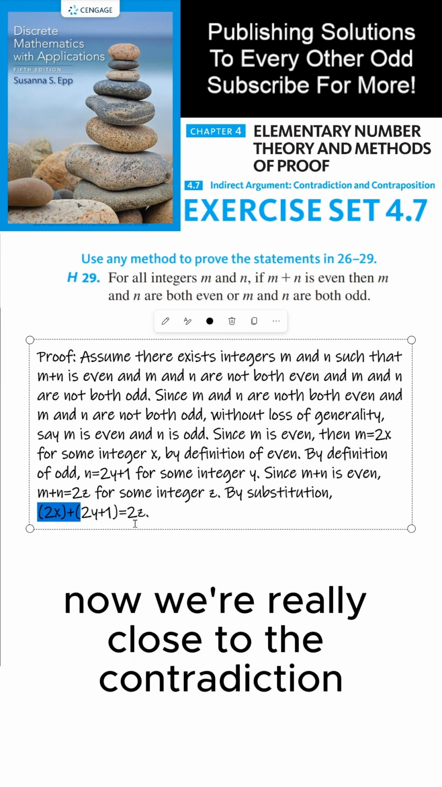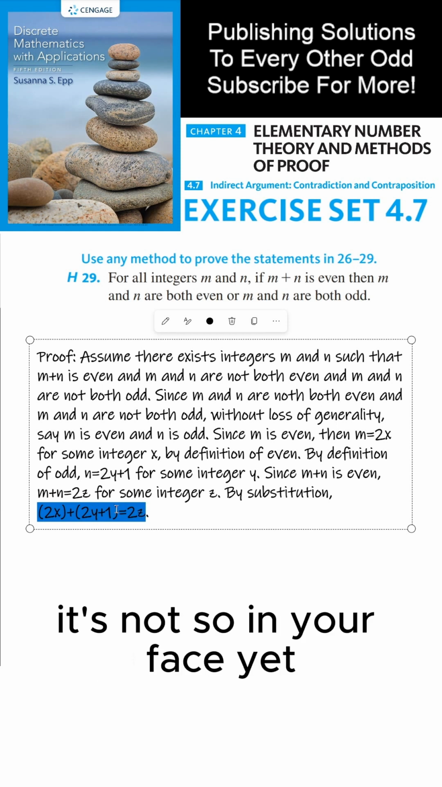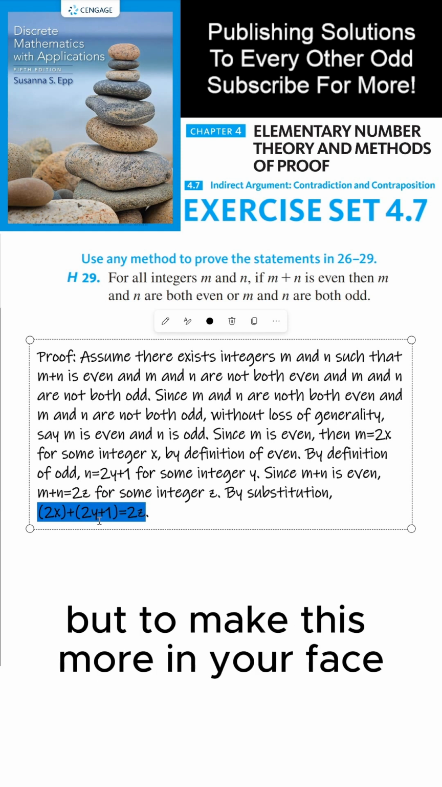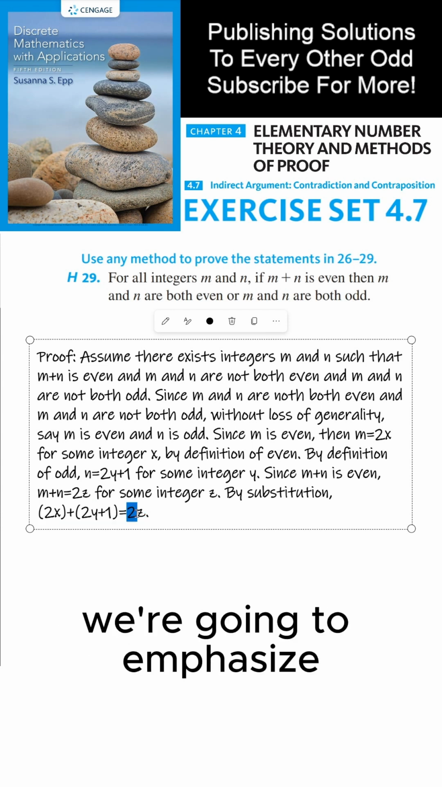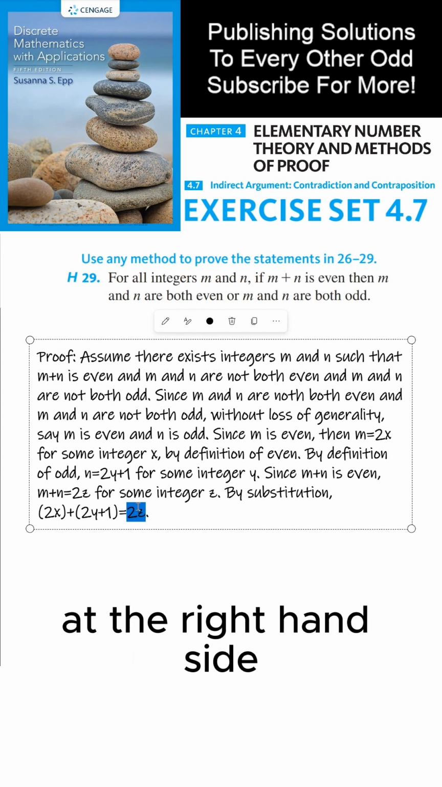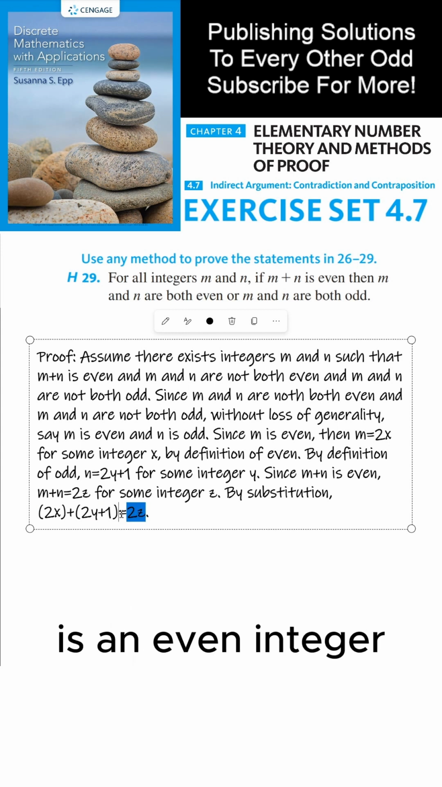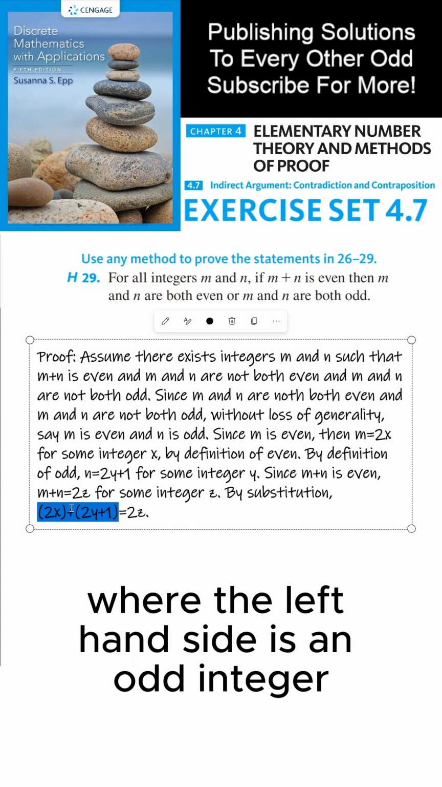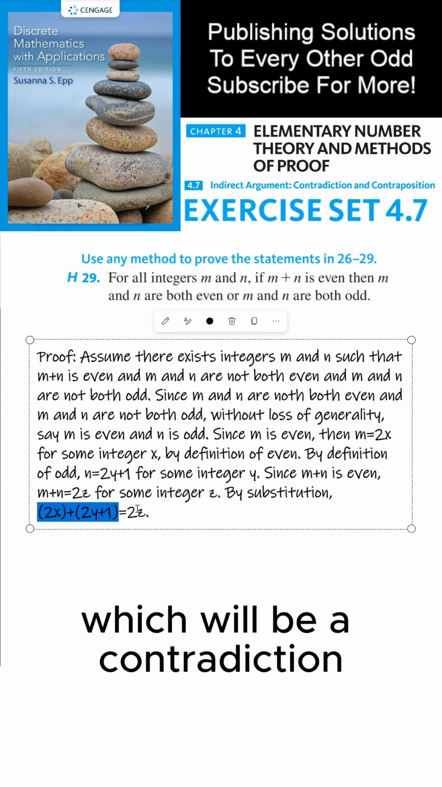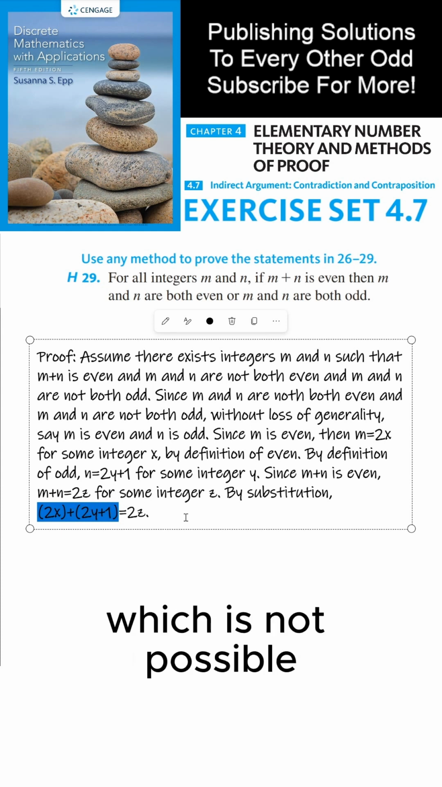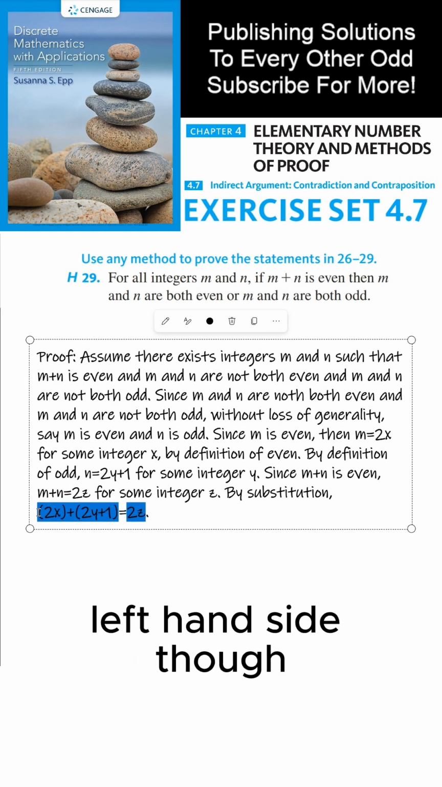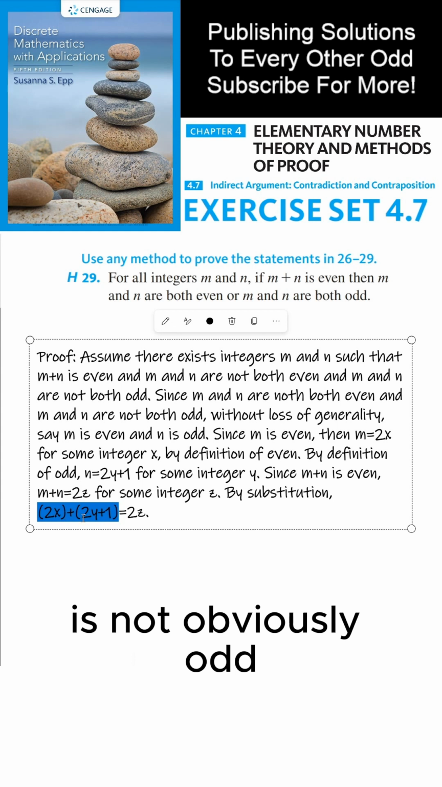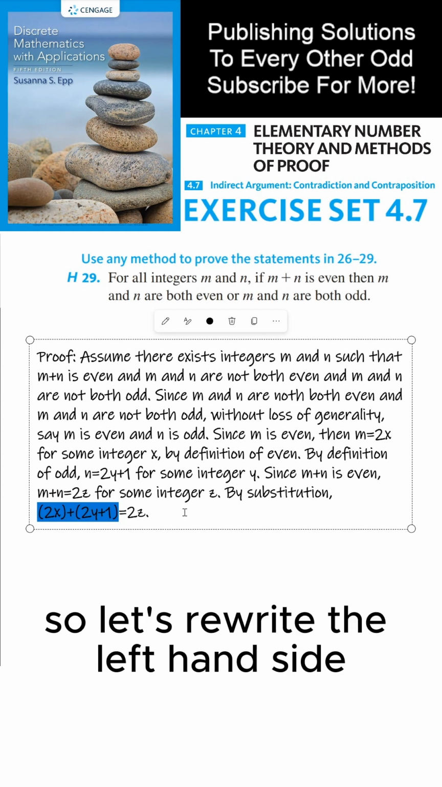Now we're really close to the contradiction. It's not so in your face yet, but to make the contradiction more prevalent, what we're going to do is emphasize that the right-hand side is an even integer, where the left-hand side is an odd integer, which will be a contradiction. We'll have odd equals even, which is not possible. Now, the right-hand side already looks even. That's good. The left-hand side, though, is not obviously odd. So let's rewrite the left-hand side.